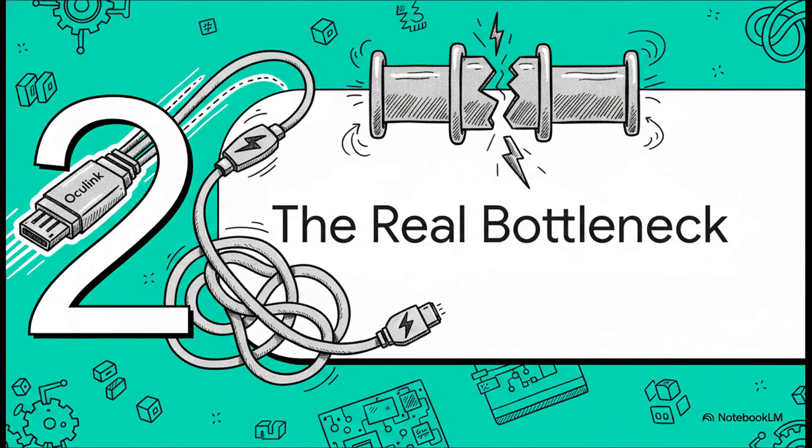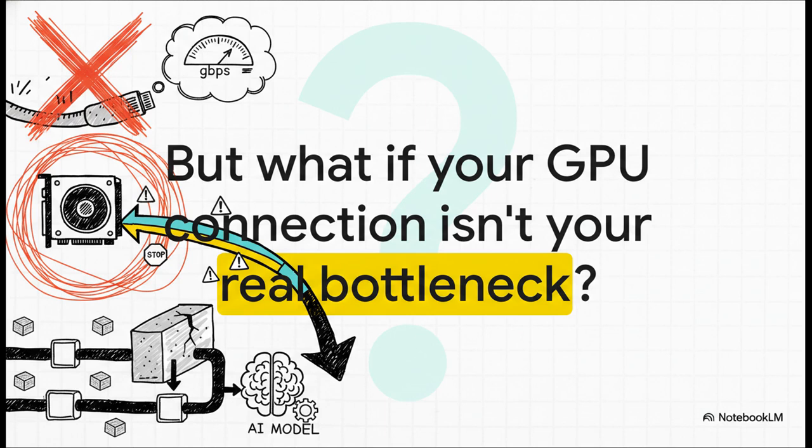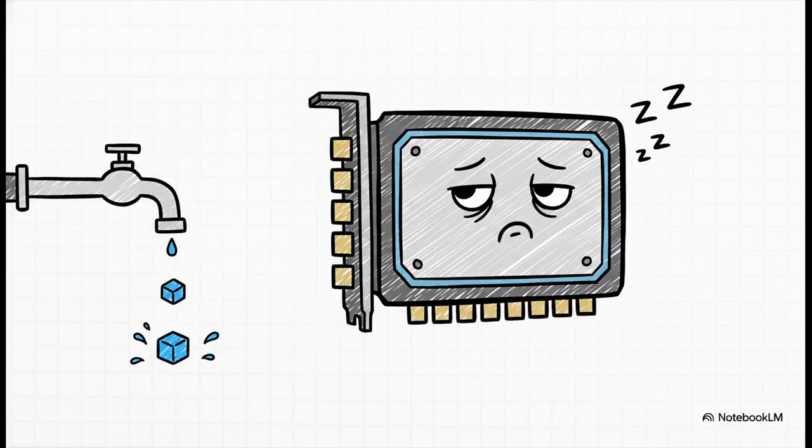So that's it, right? Just pick Oculink if you can find one, and if not, just learn to live with slower loading times on Thunderbolt. Case closed. Well, not even close. See, we've been so focused on the cable, arguing about gigabits per second and latency, that we've completely missed the bigger picture. What if obsessing over that GPU connection is just a total distraction from the thing that's actually killing your performance? Because here's the hard truth.